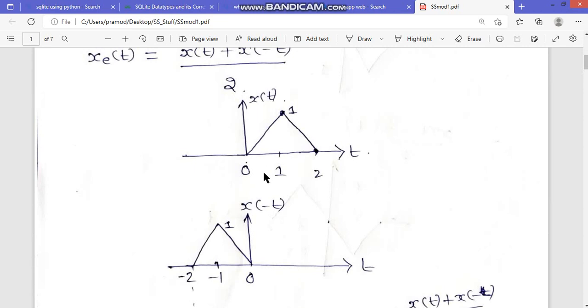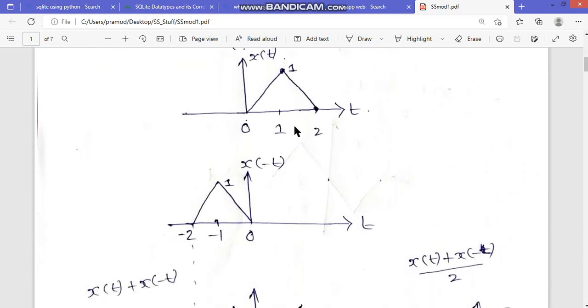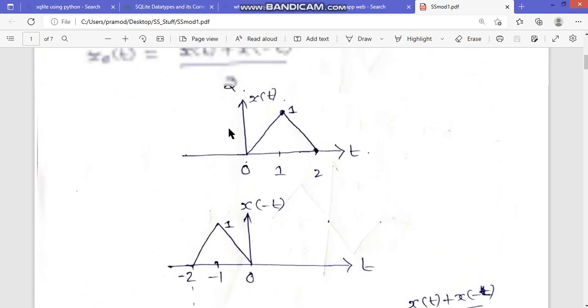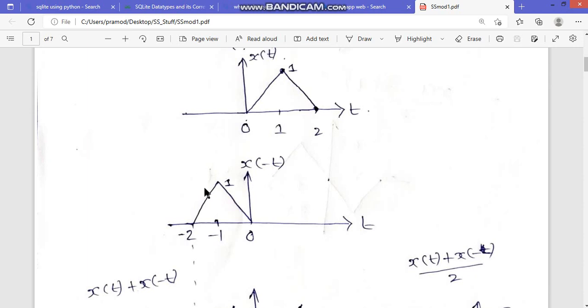So when you are adding, you consider these as your time units: 0 seconds, 1 second, 2 seconds, or 0 milliseconds, 1 millisecond, 2 milliseconds. That depends on the application. In our case, we have just written its magnitude value, not its unit. Now what will happen when you add these two signals? While adding, you should have the same time stamps, otherwise it will be considered as 0, right? So you have to add x of minus t with x of t, right?